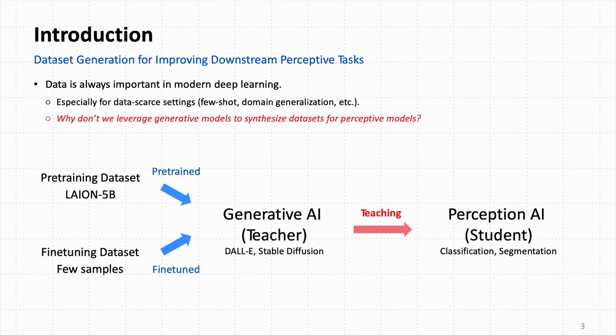A natural question: why not use generative models as teachers? Modern text-to-image models like Stable Diffusion are pre-trained on billions of images, so they carry rich visual priors. The idea is to fine-tune them on a small target dataset and synthesize new image-label pairs to train downstream perception models.